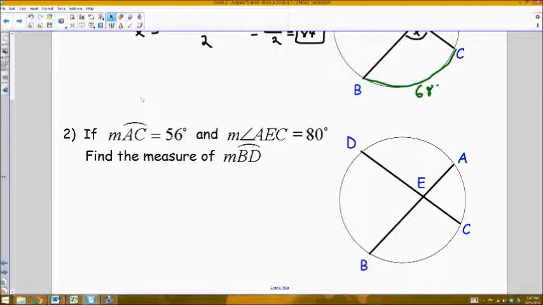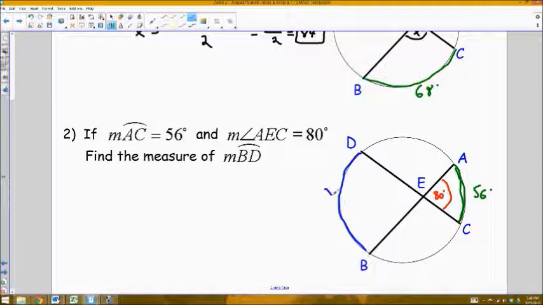Scrolling down to my second example, we can also use this process in reverse to solve for missing arcs. So for example, if the measure of arc AC is 56 degrees, AC is this arc, it's 56 degrees, and the measure of angle AEC is 80 degrees, I need to find the measure of BD, this arc. So I'll call that X.